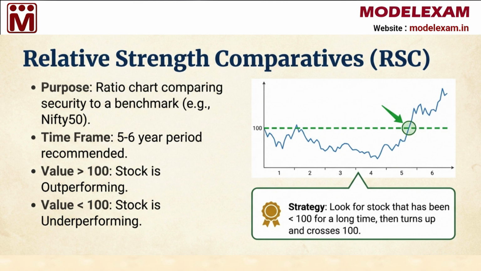If it is less than 100, it is underperforming. A powerful strategy is to look for a stock that has been below 100 for a long time and then turns up to cross above 100.